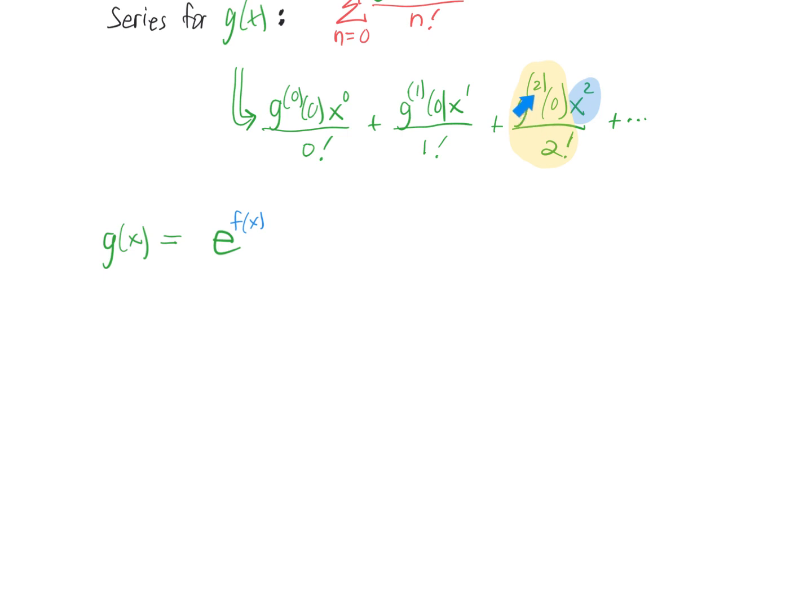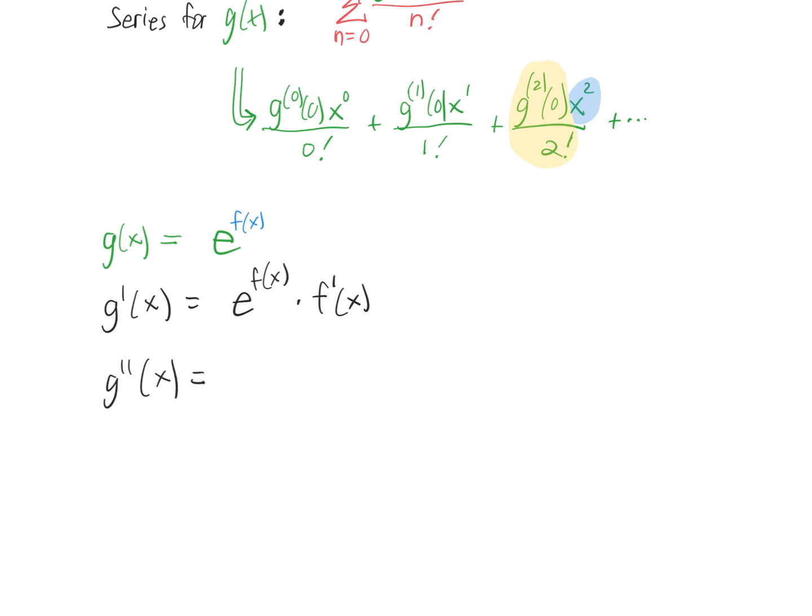We need to know the second derivative of g. So let's begin doing derivatives of function g. The first derivative is e to the power of f of x multiplied by the derivative of f. And then the second derivative will require that we use the product rule.